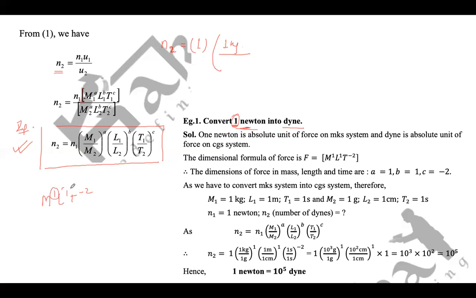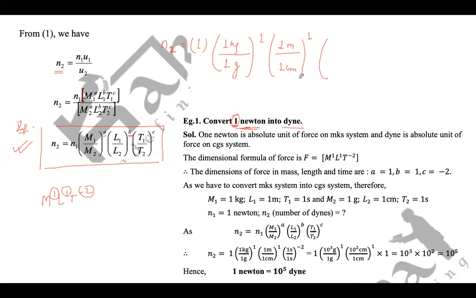So a is 1, b is 1, and c is minus 2, the ones which are used here. M1 is the mass in kg, and in CGS unit, the same thing, we write it in grams. So 1 kg by 1 gram raised to the power 1. Then length in meter: when we calculate the force in Newton, length is considered in meter. So 1 meter, and when it is in dyne, it is considered as centimeter. So 1 meter by 1 centimeter raised to the power 1.